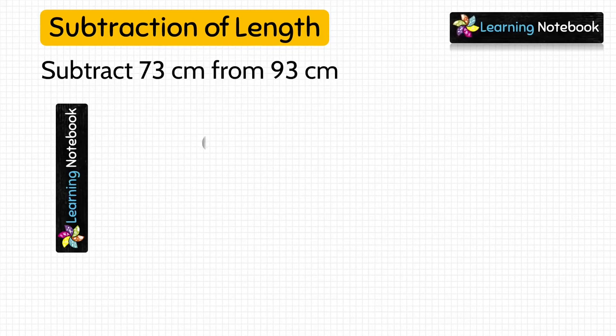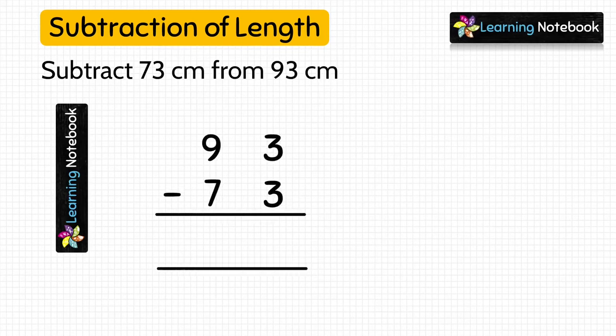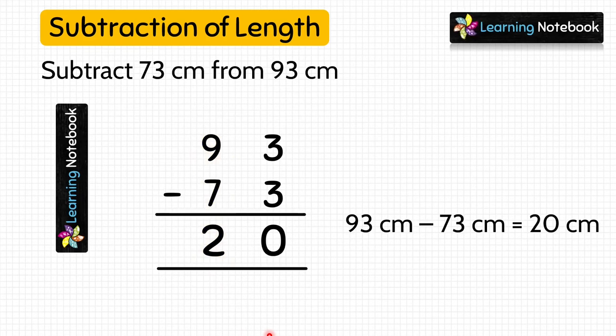So now we have understood how to do addition of lengths. Next, let's understand how to do subtraction of lengths. Let's take help of an example. Subtract 73 centimeter from 93 centimeter. So here again we are going to write these numbers in column as we did in addition. Then we will subtract them from one's place. 3 minus 3 equal to 0. Next, 9 minus 7 equal to 2. So answer is 20. We will write 93 centimeter minus 73 centimeter equal to 20 centimeter.